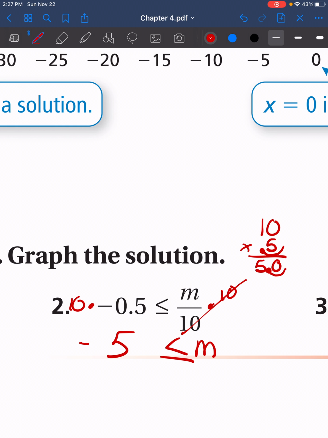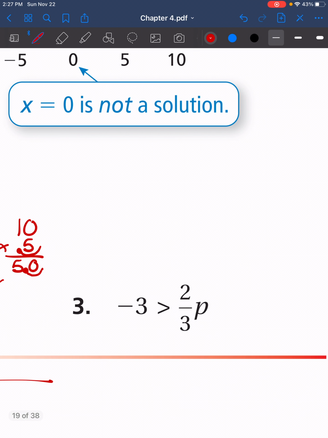-5. If I were to graph that, I'd go to -5, closed circle, m is bigger, anything that way. Like I said, guys, this chapter is super easy. All you're doing is solving for the variable, but you're using multiplication and division.